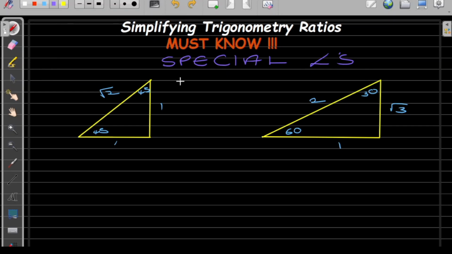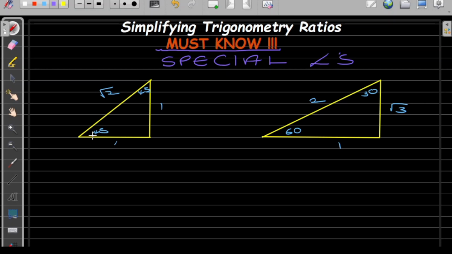Alright, grade 12. So we are still under simplifying trig ratios, and we are going through the must knows, right? One of the most important things that you must know is how to find your special angles. I know there's a different way of knowing your special angles without using a calculator, because we have those questions that ask us to simplify the trig ratio without using a calculator, right?